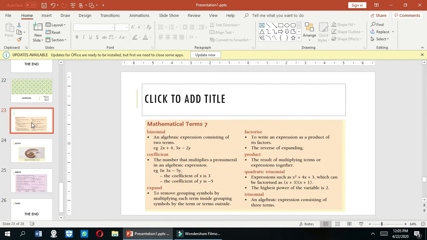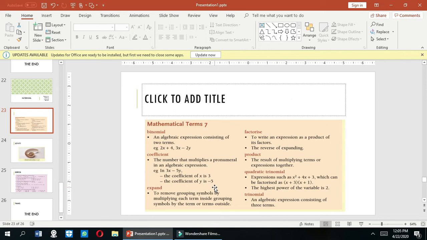What is coefficient? If a number is multiplied by any variable used in an expression, suppose we have 3x minus 5y. So you can see that x is a variable used in this expression and y is also another variable used in this expression. So the coefficient of x is 3 and the coefficient of y is minus 5. So the coefficient is multiplied by the variable involved in any expression.